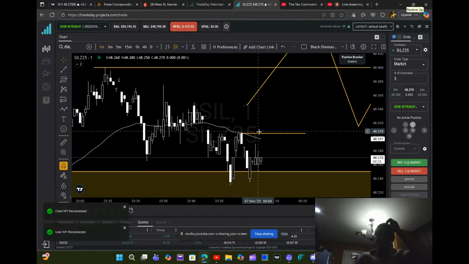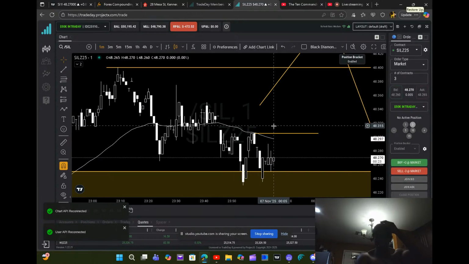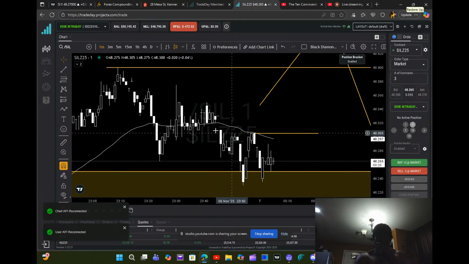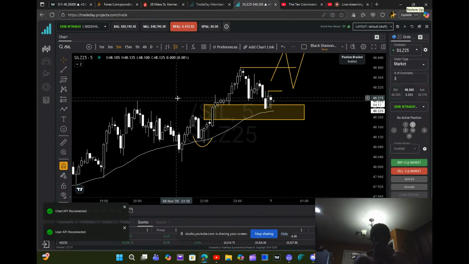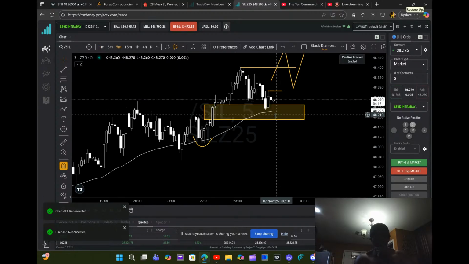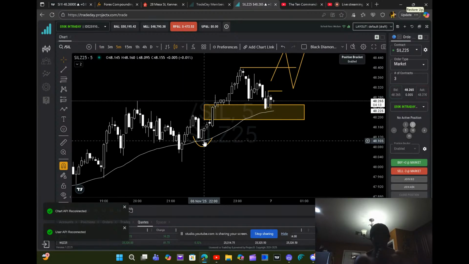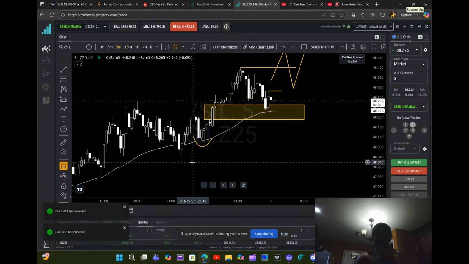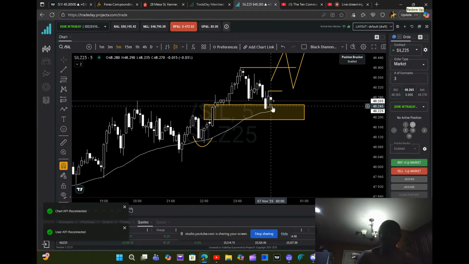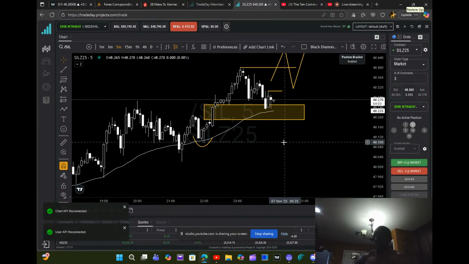If it breaks this high, I might take that buy and then put my stop below here. But like I said, I'd rather see it dip down just a little bit more. At least see how these cross the 50 EMA. I want to see it at least tap it or cross it, touch it or something, which is close to it, but I'm not totally convinced yet.